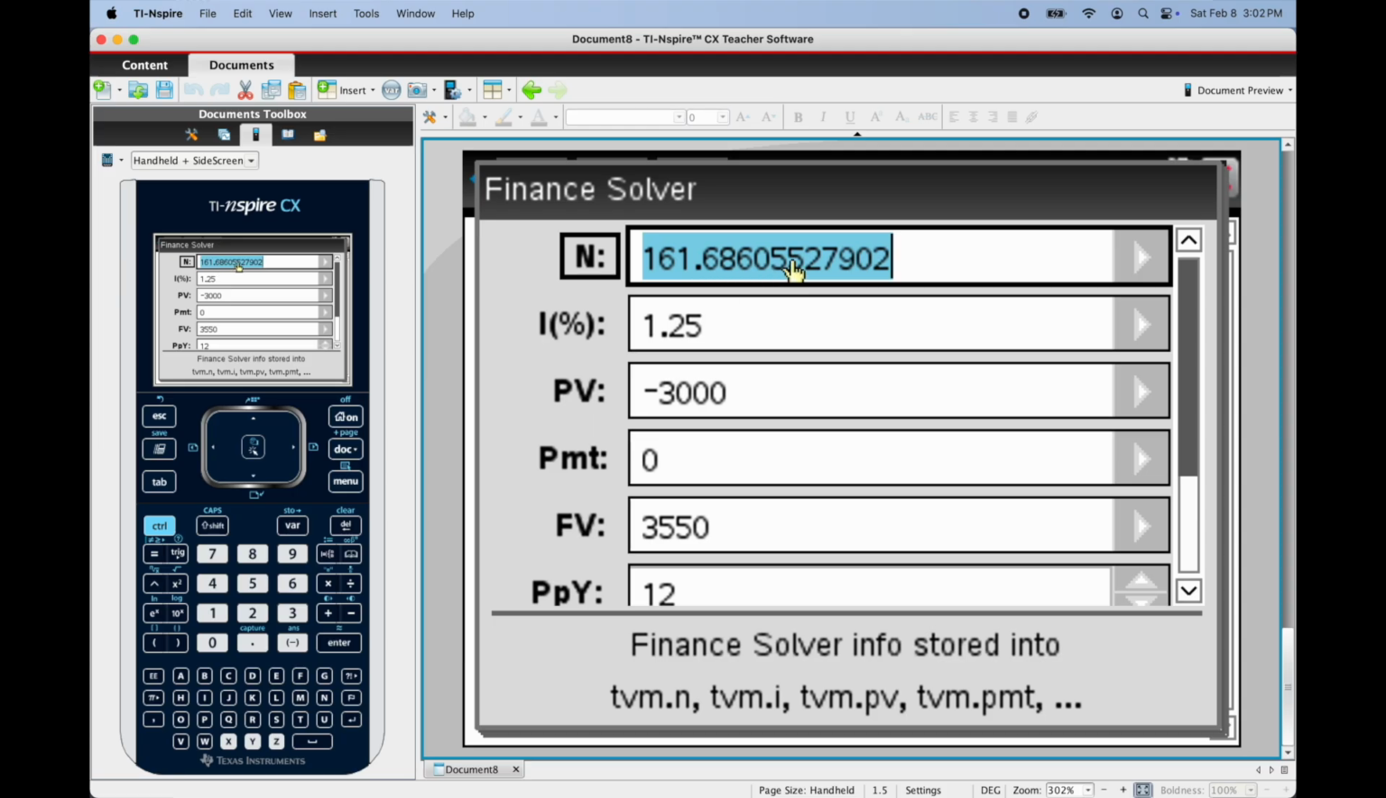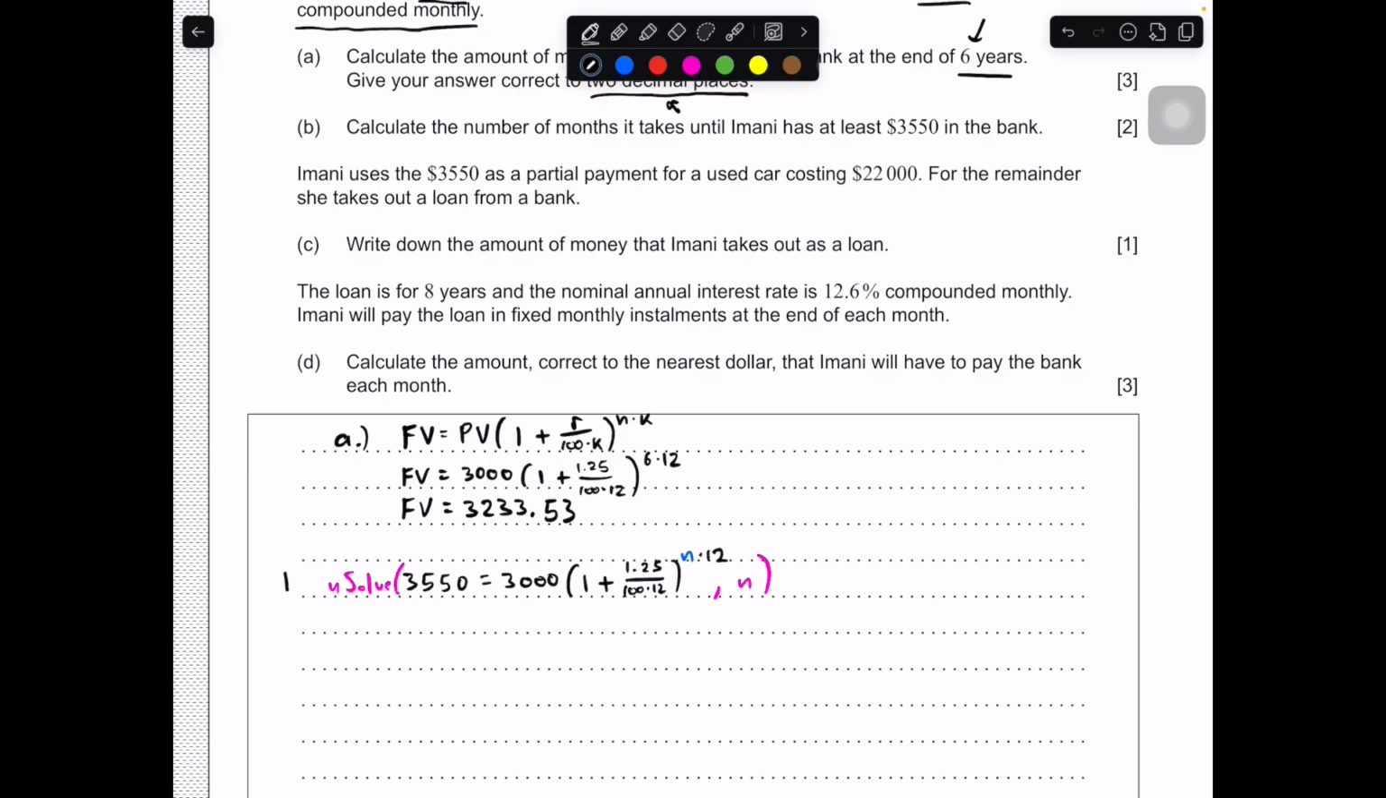161.68. So 161.686 months. Let's go back to the document. Here we are. So n is equal to 161.69 months.